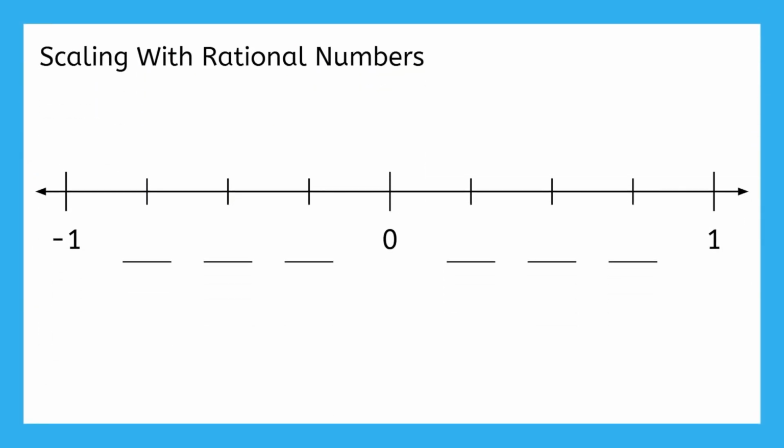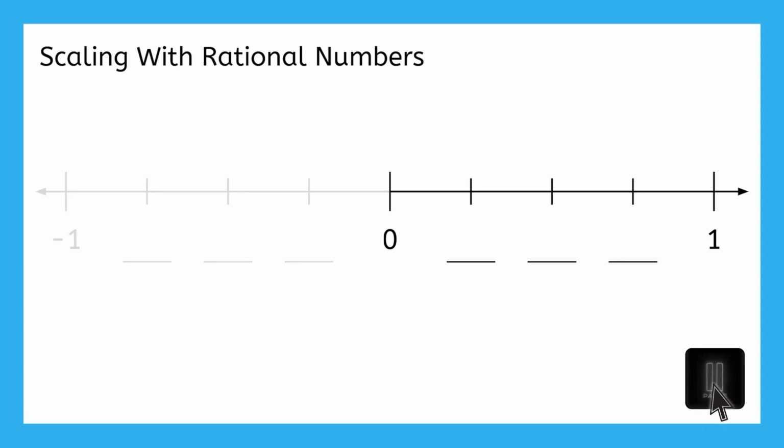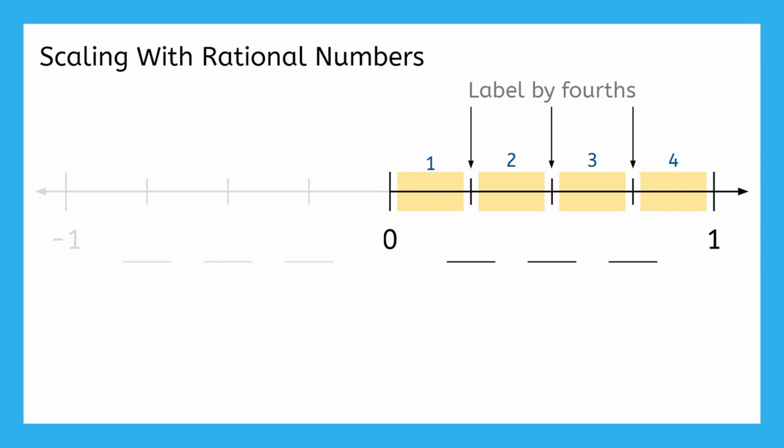Rational numbers are great for allowing us to create more zoomed in and detailed scales. Using what you know about fractions, can you complete the scale on the right side of the 0? Pause while you work. If there are 3 tick marks between 0 and 1, separating the interval into 4 equal parts, we need to label each tick mark by fourths. That would make the first value to the right of 0 1/4.